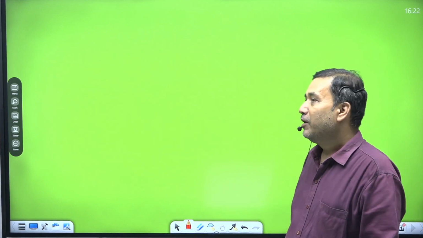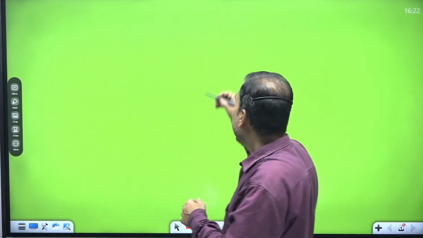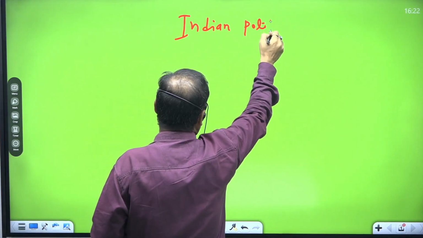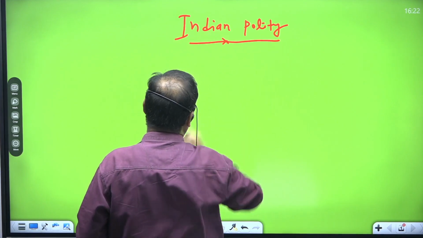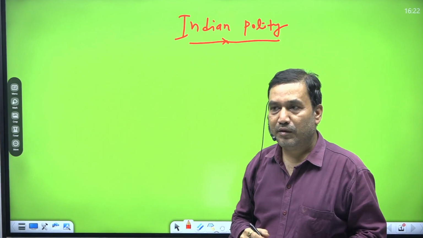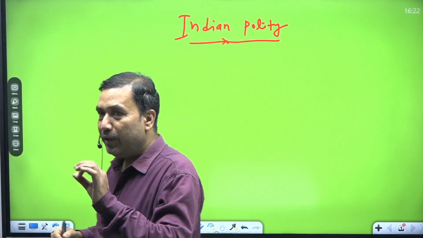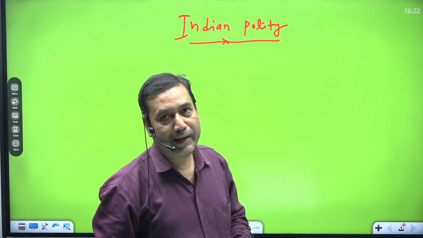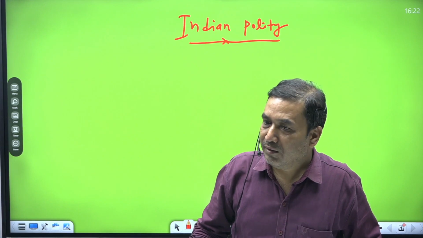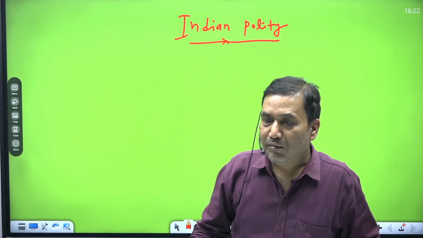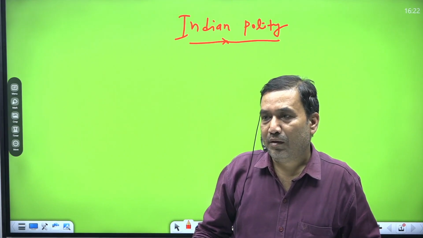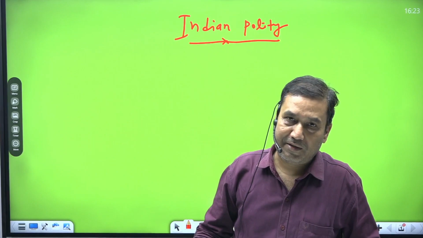Now going to start an important topic: Indian Polity. This is the most important topic for GS. From Indian polity, about 10 questions are asked in the NDA paper, and about 5 to 6 questions are asked from Indian history.